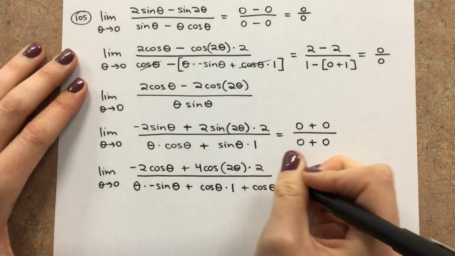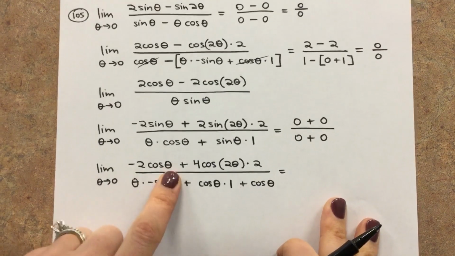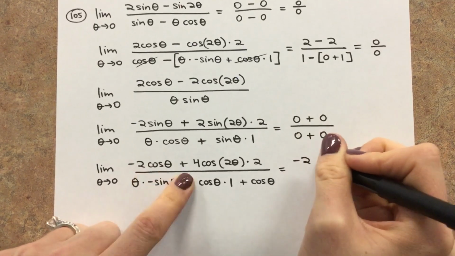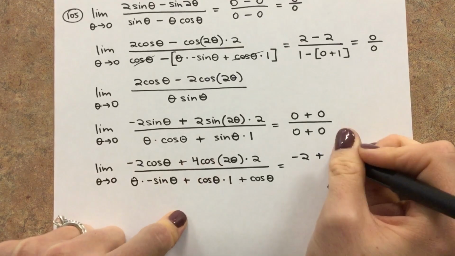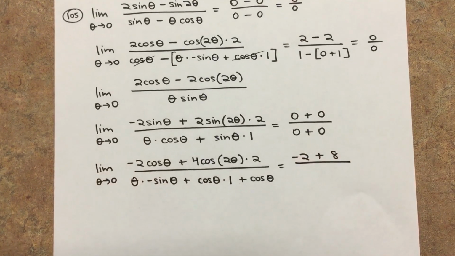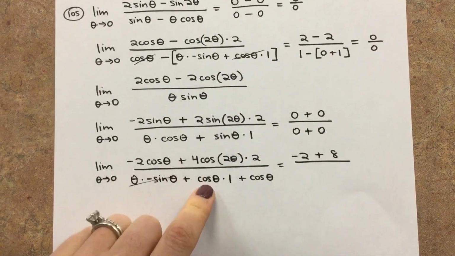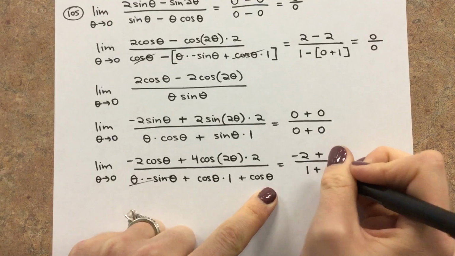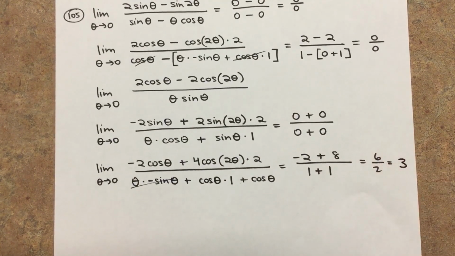Okay, so let's try one more time to plug that theta equals 0 in. So if I plug 0 in here, cosine of 0 is 1, so this is a negative 2. Plus, this is an 8 out front right here, and cosine of 0 is 1, so that's an 8. Oh, this is looking much more promising. This is a 0, so this whole thing is 0. Cosine of 0 is 1, plus cosine of 0 is 1. Yes. Okay, so we get 6 over 2, which is 3.